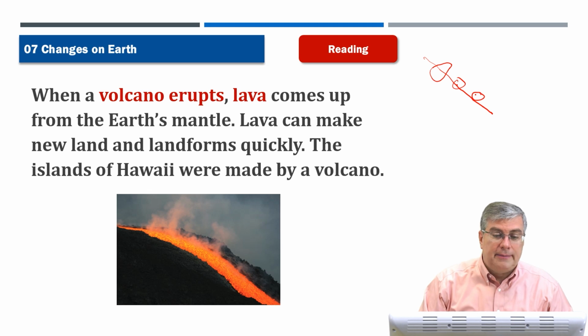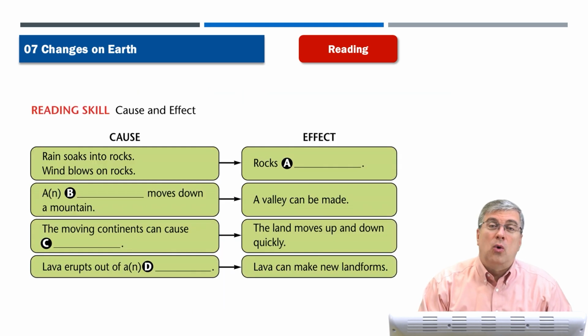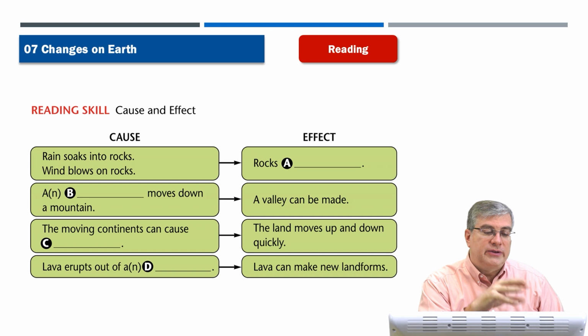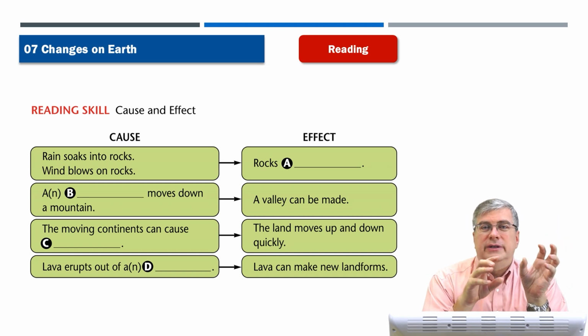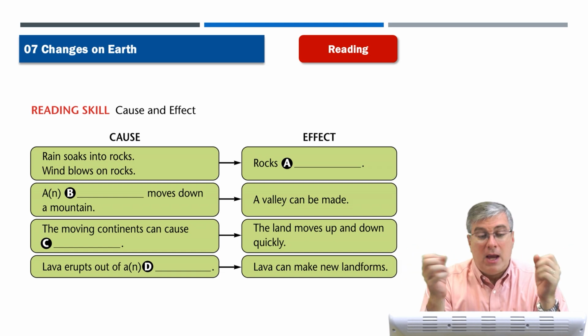Let's take a look at how it is organized. Here we have cause and effect. So this is a very good subject to talk about cause and effect because we can see that there are slow causes and rapid causes to change the Earth's form. What are some of them?